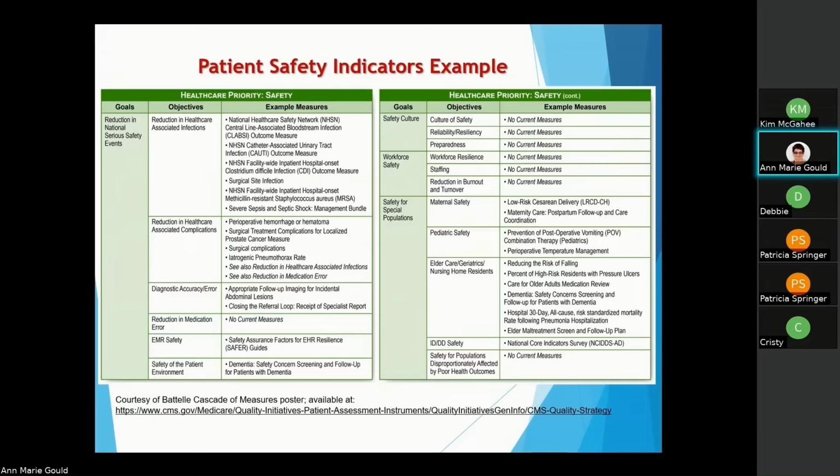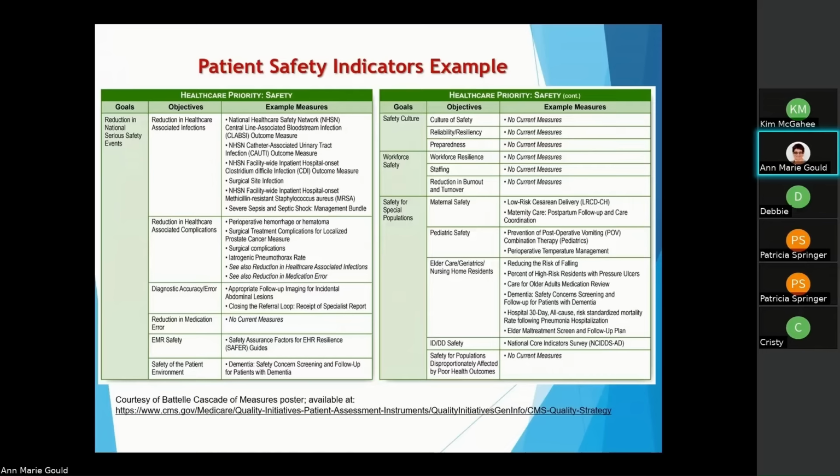And they look at the 4 different goals. So you've got 4 different programs, basically 4 different groups, and your reduction in national serious safety events. Of course, you never want to have a never event, like we used to call them, where a patient has surgery and then they die, or they were admitted for a UTI and then they die in ICU. You definitely want to keep an eye on that.